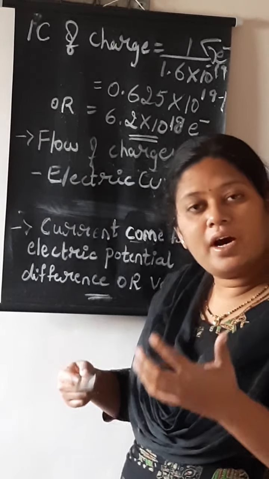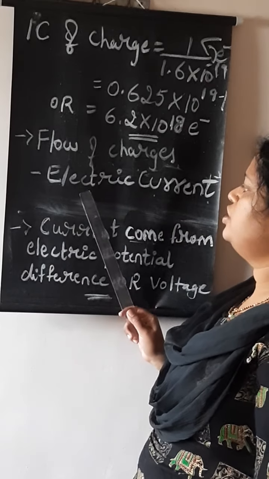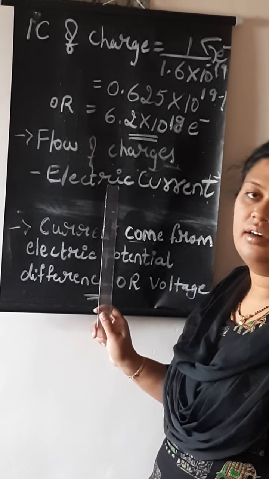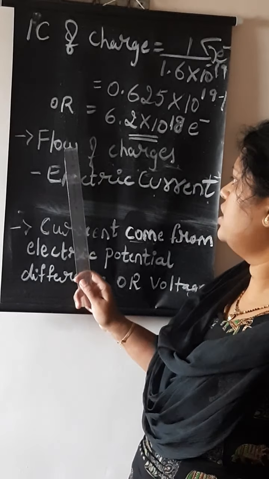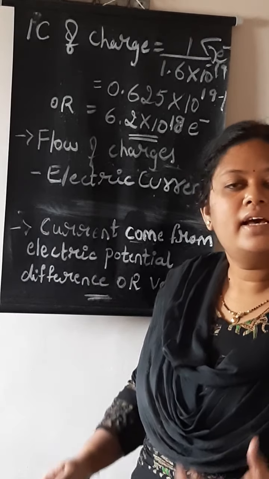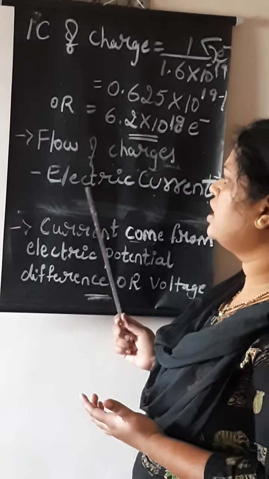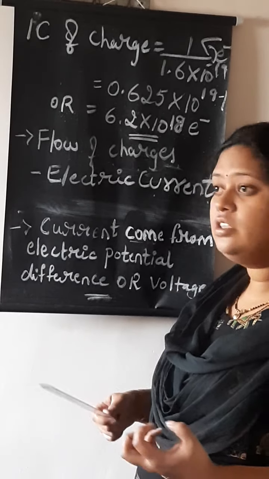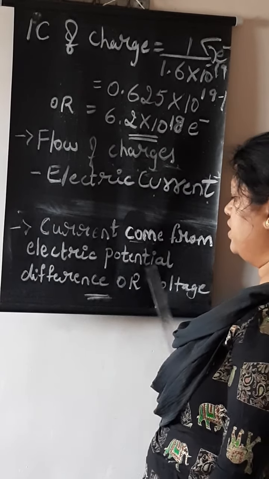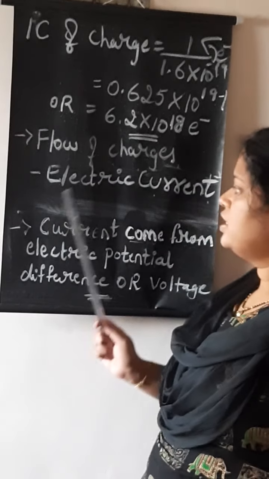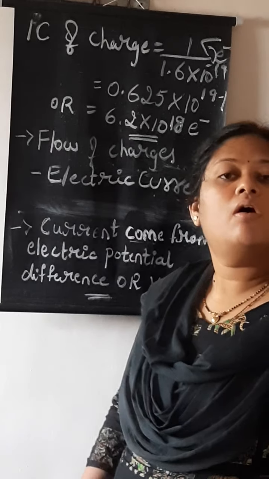So when these charges are in motion, when these charges are flowing, it constitutes what is called electric current. So how do you define electric current? It is very simple. It is just the flow of charges. Electric current is the flow of charge. How does this current come? Current comes from electric potential difference or voltage.